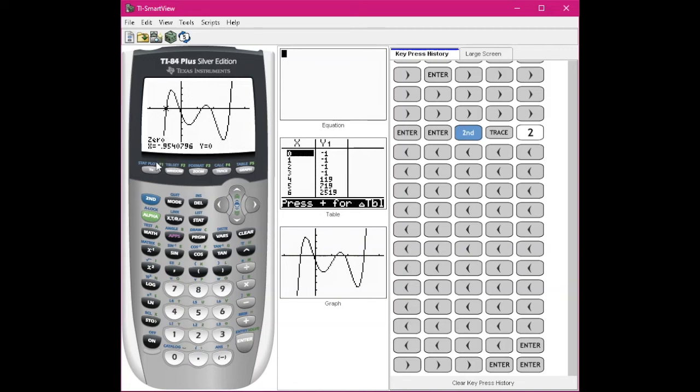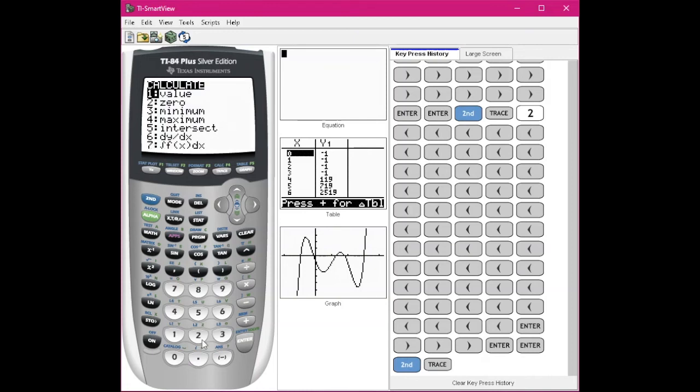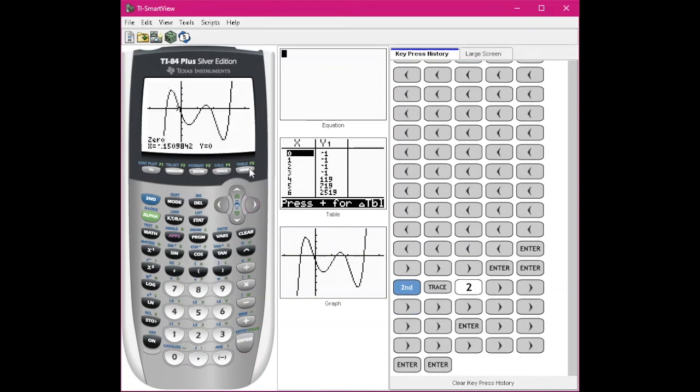You're going to do that same process for the other 4 zeros. The next zero is x equals negative 0.15. Now I'll look for this zero here. This zero is x equals 1.275, so that's 1.28. Now I'll look for this zero over here.